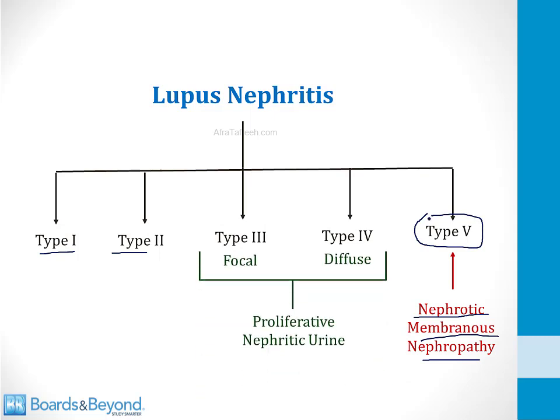Type 3 and type 4 lupus nephritis are the same disorder. They're distinguished based on how many of the glomeruli are involved. If less than 50% of the glomeruli are involved, lupus nephritis is called focal proliferative nephritis. That's type 3 lupus nephritis. If more than 50% of the glomeruli are involved, the lupus nephritis is called diffuse proliferative glomerulonephritis. That's type 4 lupus nephritis. That's what we're talking about in this video now. It's the most common form of renal disease among patients with lupus, and it leads to the nephritic syndrome.